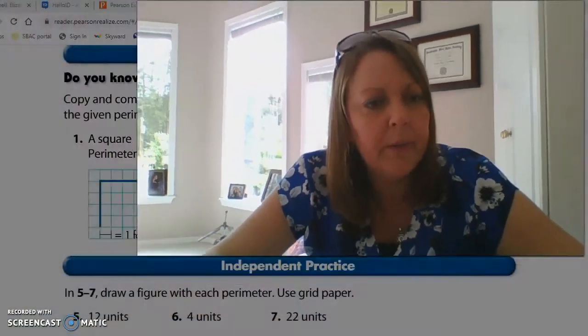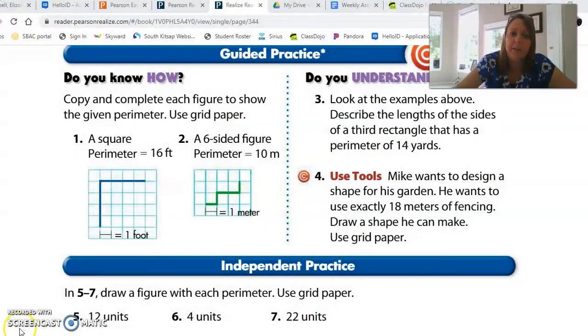So now I just have to complete the square, and I'm going to go with 4 across the bottom. 1, 2, 3, 4, and down 4. And then what I will do is on the top I will do a cursive small b. Perimeter equals 16. I already forgot my units. Oh, feet. 16 feet.